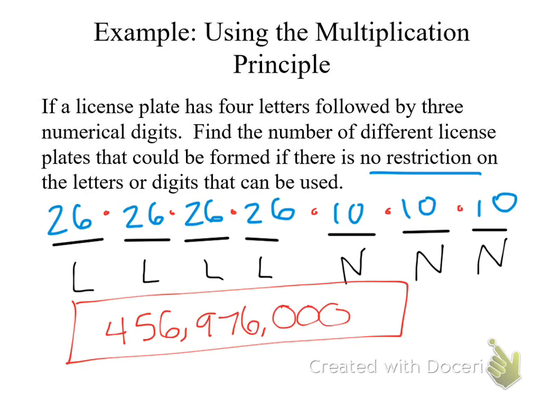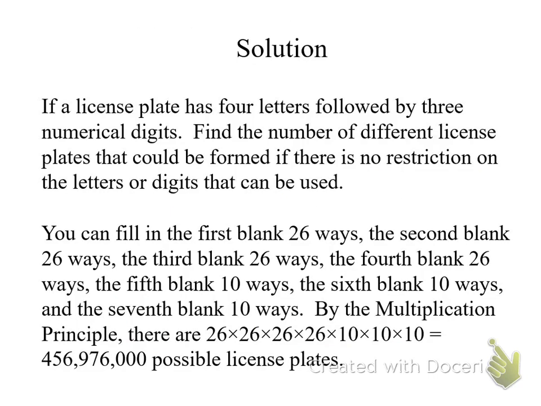Realistically, there are restrictions. Certain states don't use certain letters. Some states might not use O or 0. They might only use one of those. And not to mention, letters and numbers normally get mixed in together. Maybe certain states don't want repeated numbers or letters. It all depends on the state restrictions. So let's go ahead and look at another one. So, that's the solution.